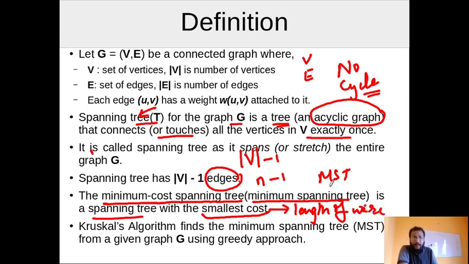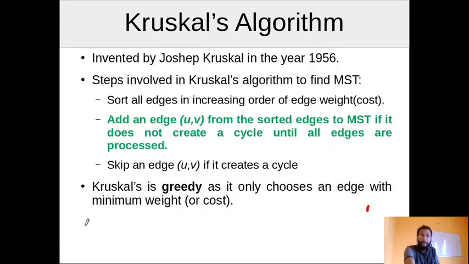Now, our job is to find out the minimum spanning tree, and as I have told you, there are basically two important algorithms, Prim's and Kruskal's. In this video, we are going to talk about Kruskal's algorithm to find out the minimum spanning tree. Kruskal's algorithm was invented way back in 1956 by Joseph Kruskal.